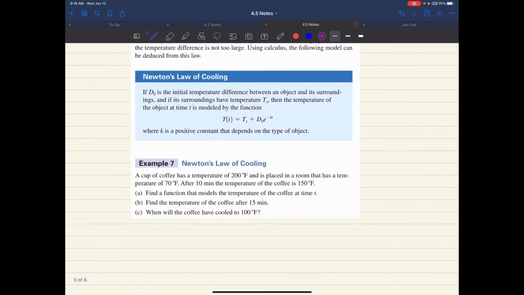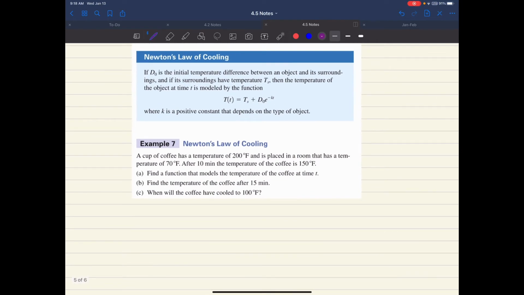And so then in the blue box, we have the law. So if D sub 0 is the initial temperature difference, that's a key part, between the object and its surroundings, and if its surroundings have temperature T sub s, then the temperature of the object at time t is modeled by the function T of t equals T sub s plus D sub 0 times e to the negative kt.